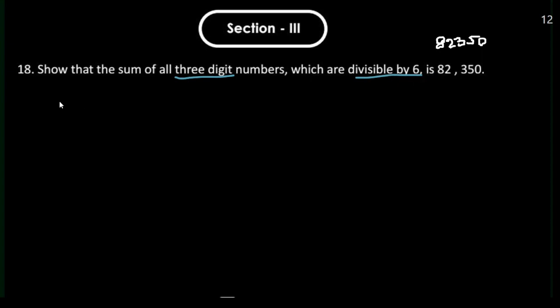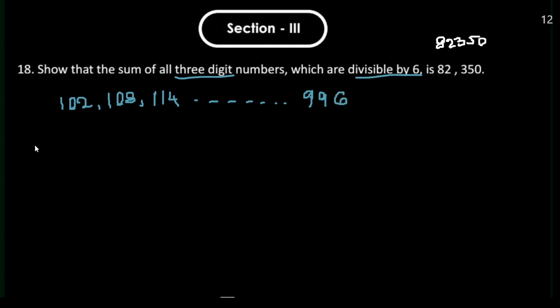So the least three-digit number which is divisible by 6 is 102, you can check it. After that, the next three-digit number divisible by 6 is 108. If you keep on adding 6, then it is divisible. Adding 6 here gives 114, and if you keep on going, the last three-digit number which is divisible by 6 is 996. So this will be the series.